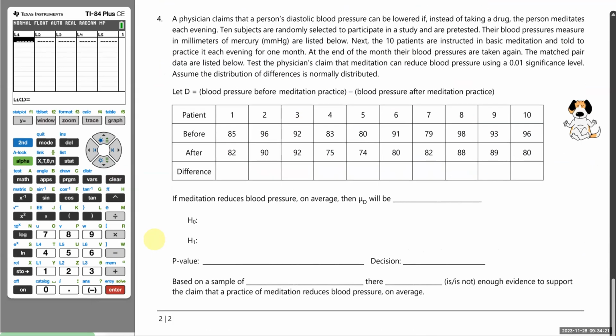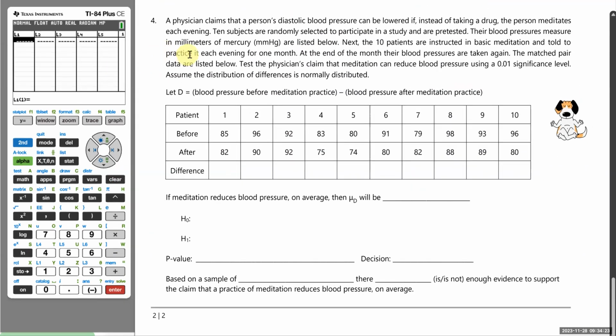All right, so we have a physician claims that a person's diastolic blood pressure can be lowered if, instead of taking a drug, the person meditates each evening. So 10 subjects are randomly selected to participate in a study and are pre-tested. Their blood pressure is measured in millimeters of mercury before their meditation practice. And then the 10 patients are instructed in basic meditation and told to practice each evening for a month. And at the end of the month, their blood pressure is taken again. So our matched pairs are listed, and we will test the claim.